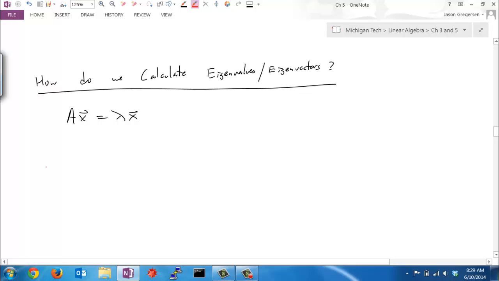So I'm going to do a little bit of algebra to this thing. I'm going to subtract lambda x to the other side. I'll get my 0 vector over here. I'm going to factor an x out, being a little bit careful. Remember, this is matrix vector multiplication, so the order matters. It's going to look like this.